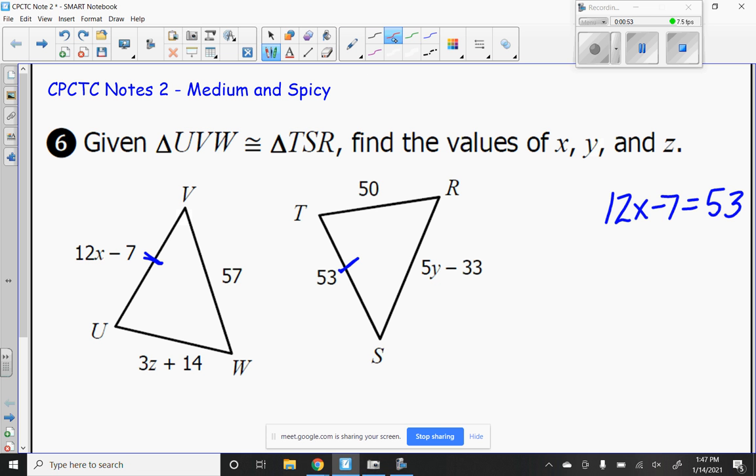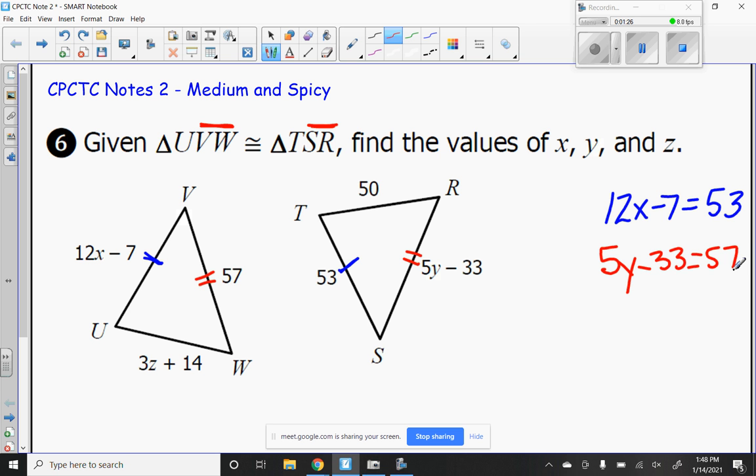All right, so let's take a look at the second two letters. That would be VW, the second two letters. I'll go ahead and mark that twice. And SR are my second two letters. So SR, and now I know which two pieces are equal, and that's how I could get Y. So this would be 5Y minus 33 equals 57. That wasn't too bad, was it?